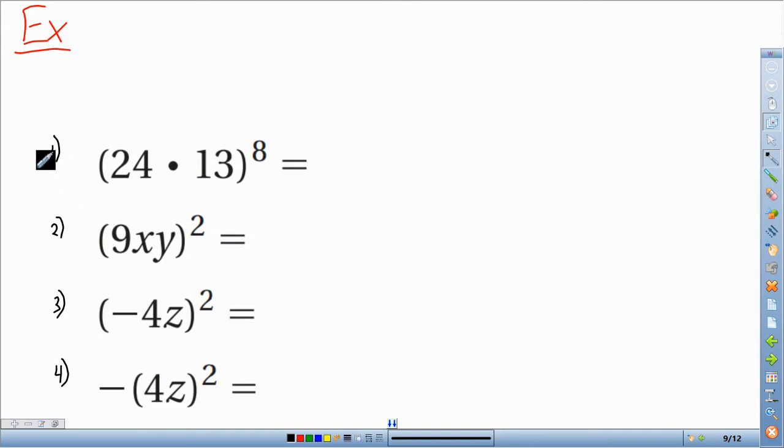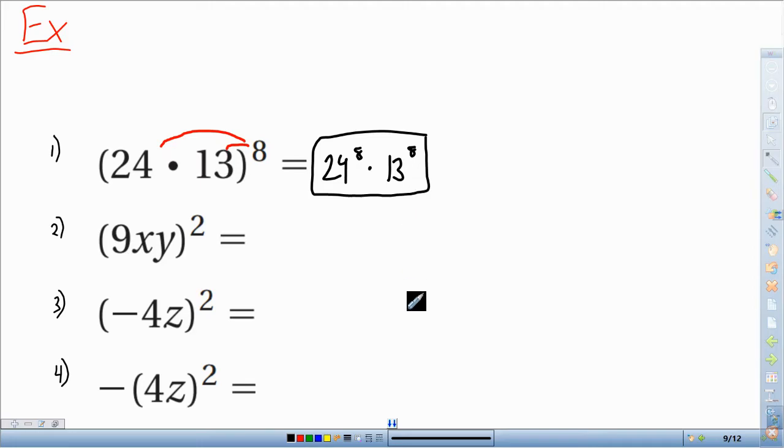Okay, taking a look at number 1 here, 24 times 13 to the power of 8. Here's the big thing we have to realize. Since there are 2 things in here being multiplied together, both of them are going to get a power of 8 applied to them. You can think of it as distribution, though technically it's not. But we're going to distribute the 8 to both of these. So this 24 is going to get a power of 8 times this 13 is also going to get a power of 8. For these problems, that's all we need. We could go farther. We could get a calculator out and multiply all this together. But for now, all I care about is just using the rule.